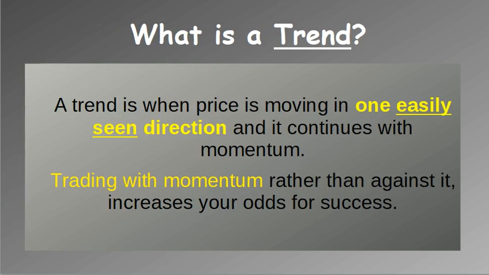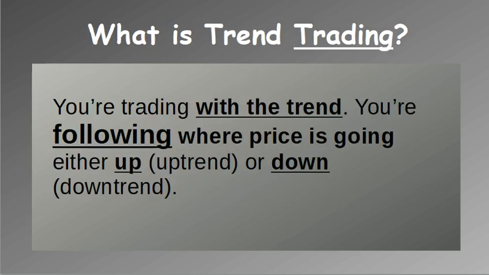Okay, now what is a trend? Let's define exactly what a trend is. A trend is when price is moving in one easily seen direction. So the key word is easily seen. You have to be able to see it, and it continues with momentum. Momentum is another word that describes trends, right? Trends continue with momentum. So trading with momentum rather than against it increases your odds for success. Make sense?